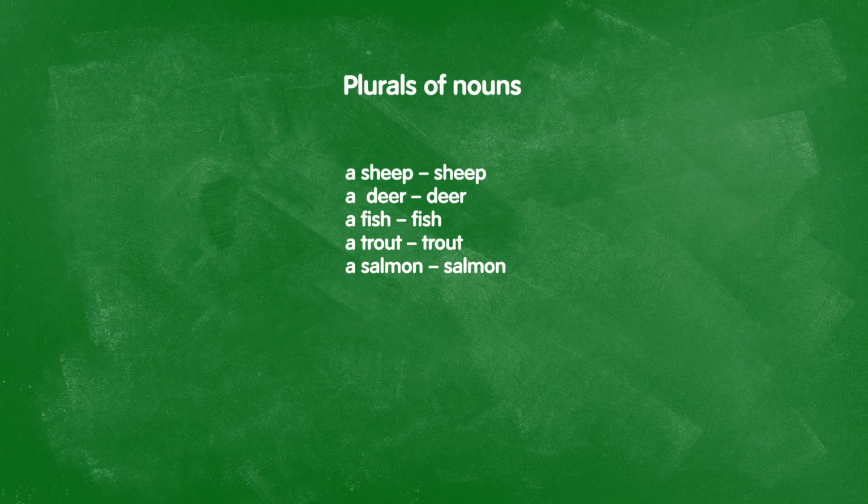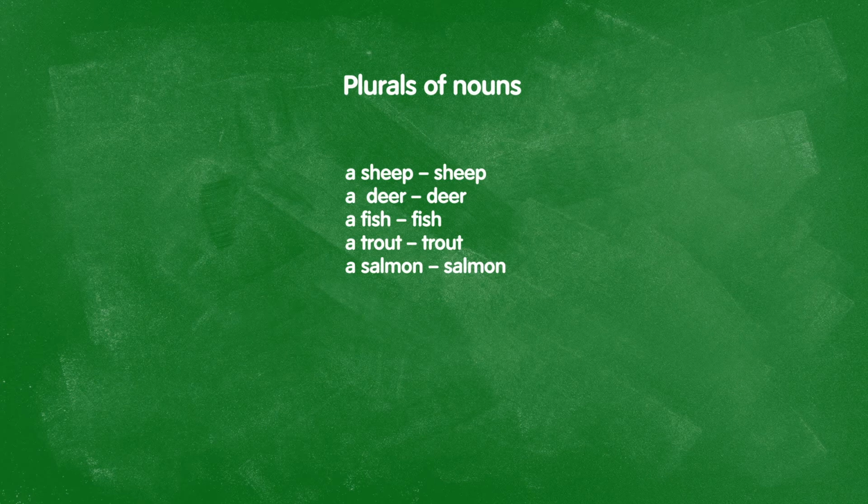Now, there are also some nouns for which the singular and the plural forms are the same. For example, a sheep is simply sheep. A deer is deer. A fish is fish. A trout is trout. And a salmon is just salmon.